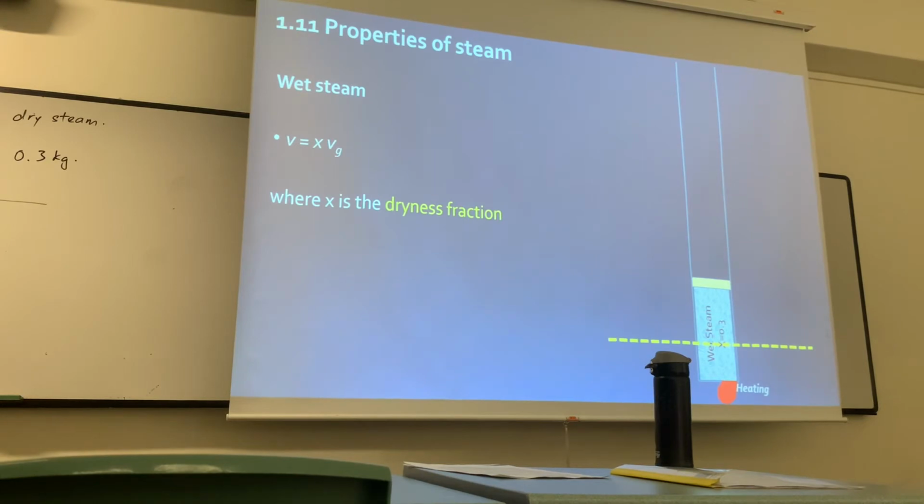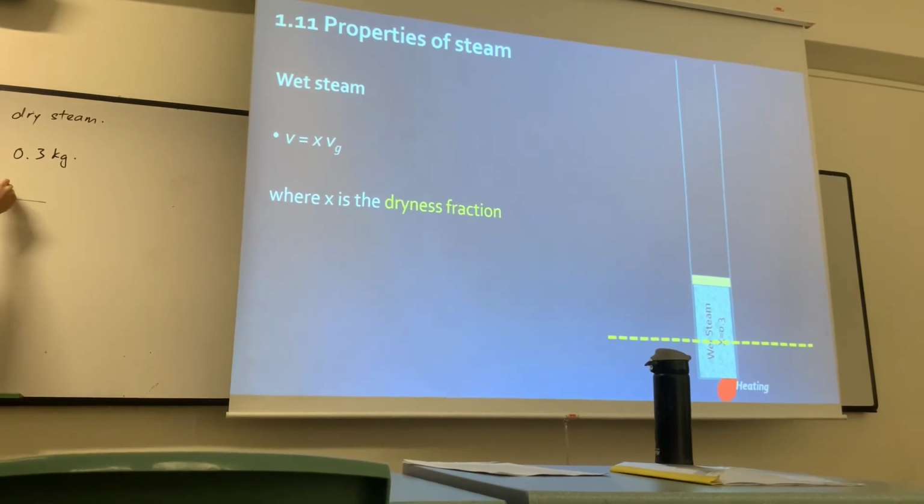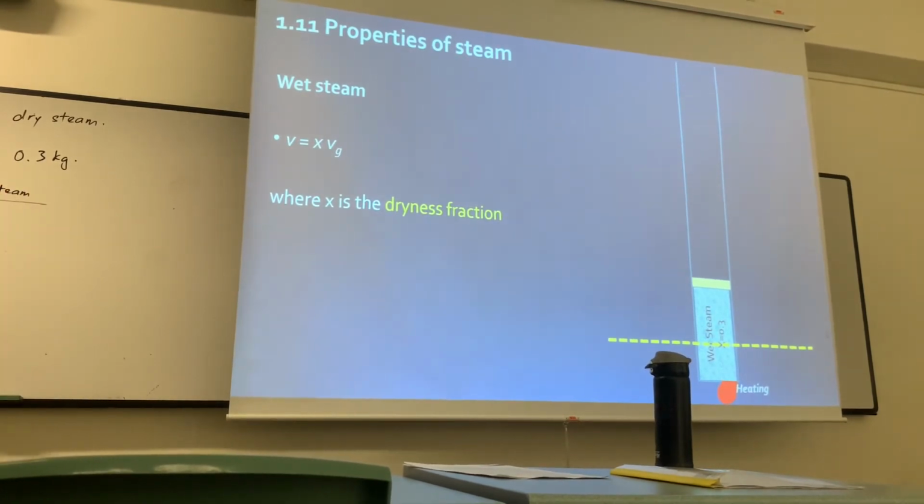Forgot already. You see, after 3 or 4 weeks of holiday, it all returned back. So dryness fraction means the mass of dry steam divided by the total mass of wet steam.